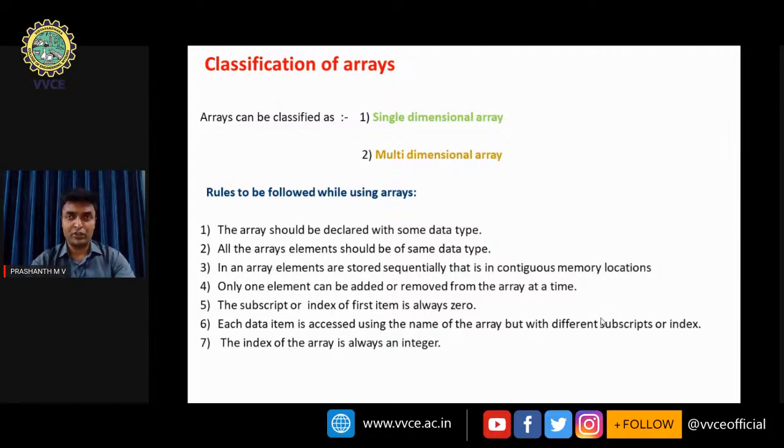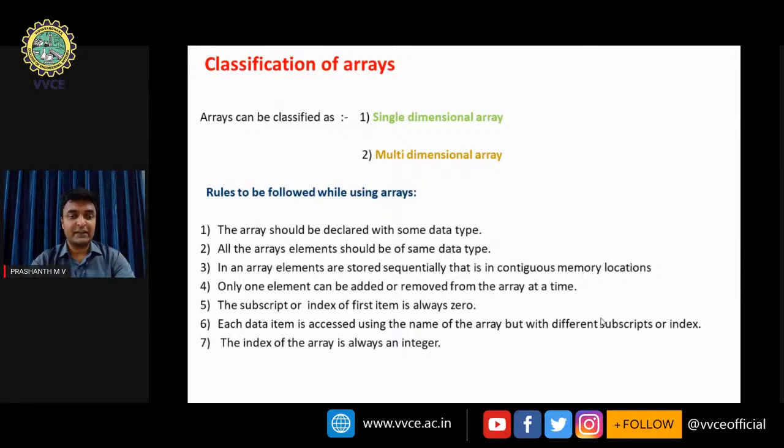Then each data item is accessed using the name of the array, but with a different subscript or index. That means I want to know what element is stored in the 10th position of a given array. For example, the array name is my array. So in my array, I want to know what element is stored in the 10th position. Then I can check that by using my array within the square brackets, giving the index as 10. Then it will indicate what value is stored in that particular position.